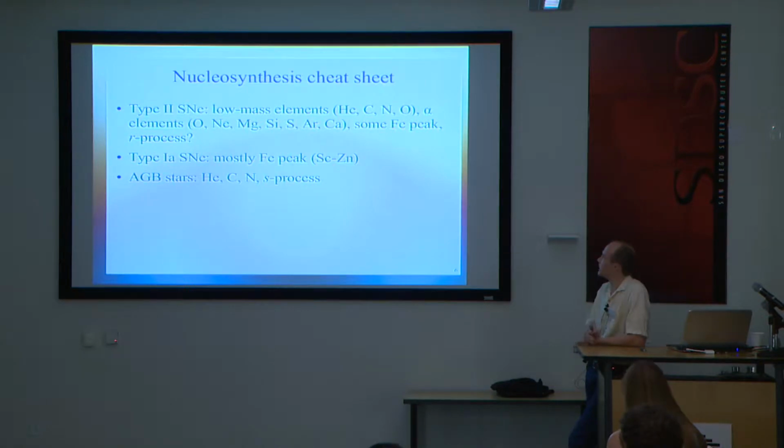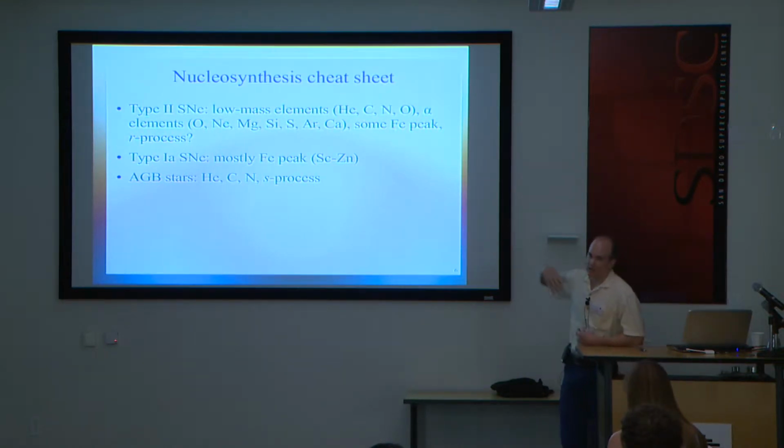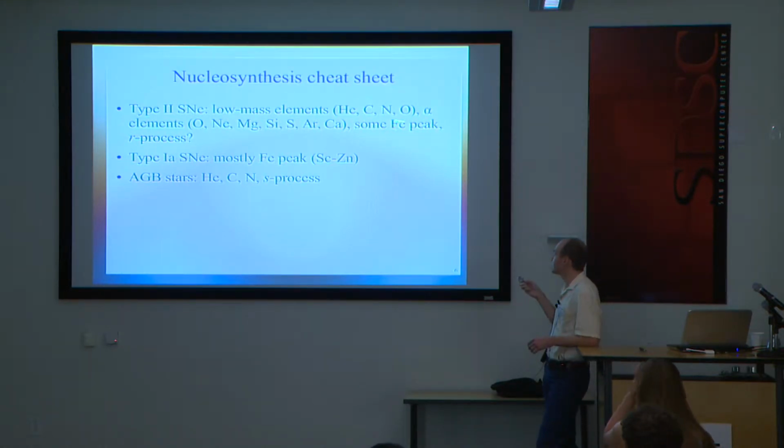They make some iron peak because when they blow up explosively, they can reach nuclear statistical equilibrium. You can get all of these iron peak elements made, and when they blow up, they can spew all of that stuff out. So it's not just the stuff that they make explosively that they spew out in the explosion.